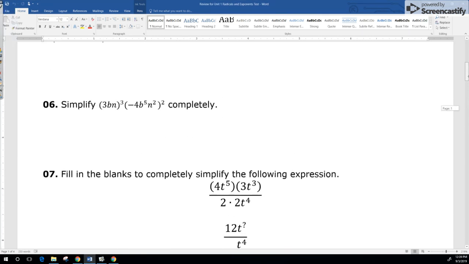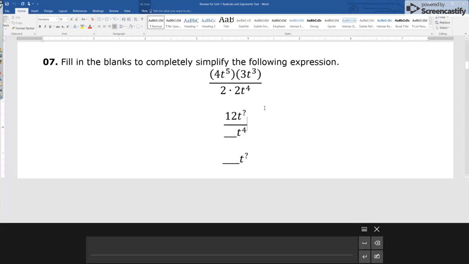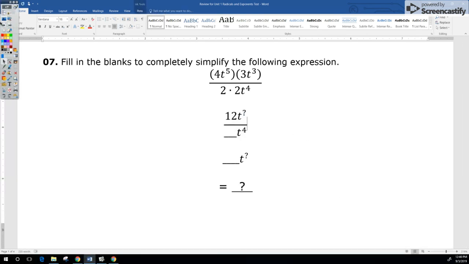Okay, fill in the blanks to simplify this completely. Oh, it looks like we should have a blank up here. Or maybe not. I guess we'll just fill in the blanks and see how it goes. All right, so 4 times 3 is 12. That's where that came from. So 5 plus 3 would then be 8. 2 times 2 is 4. And then we don't have any t's here, 4 t's there. So that stays a 4.